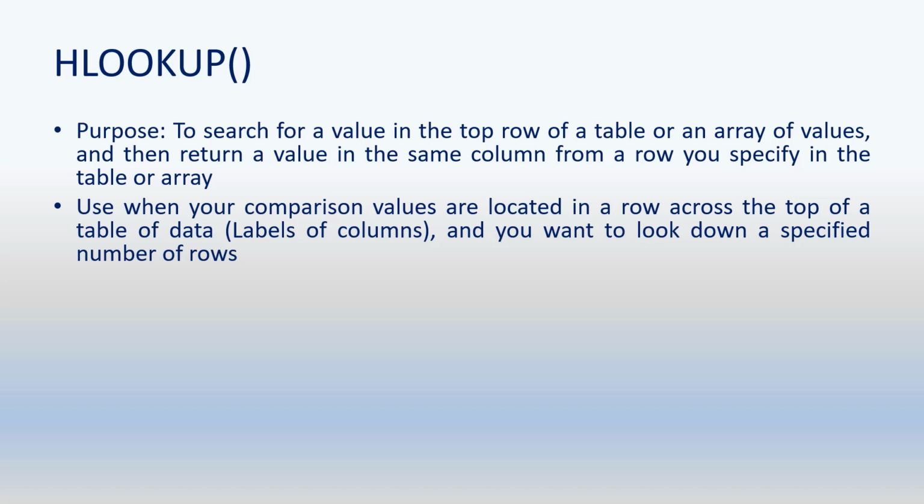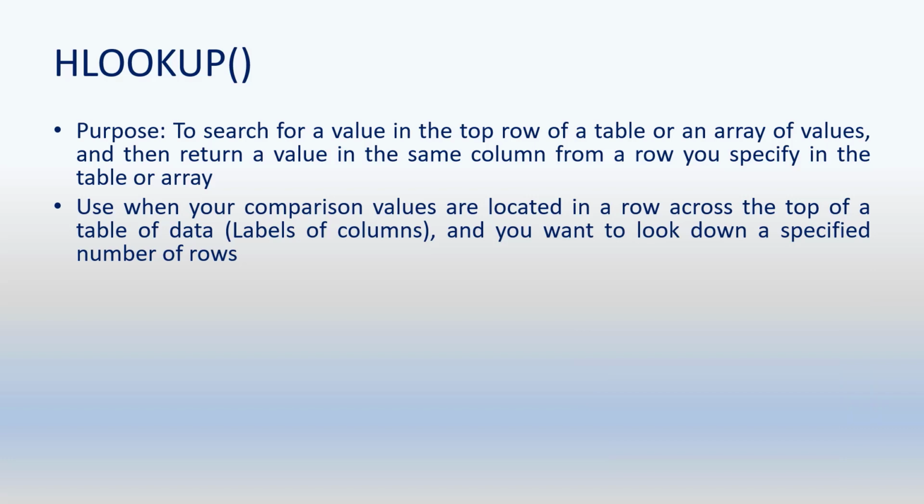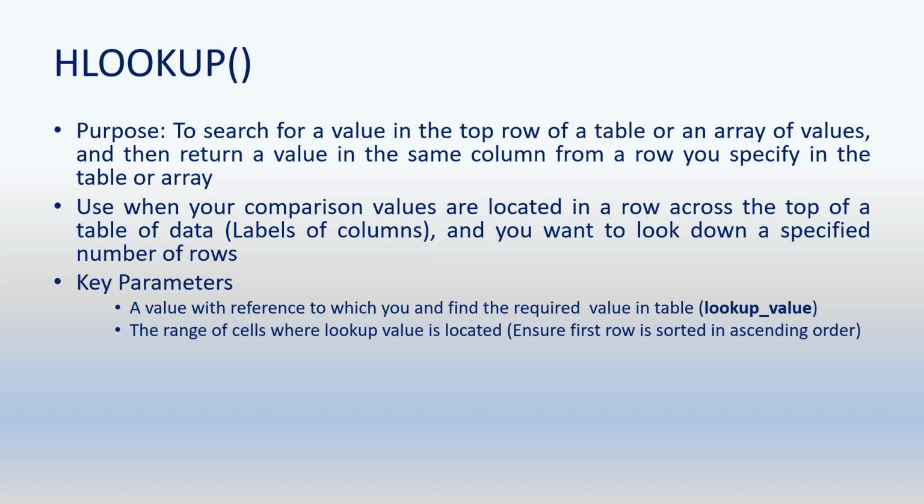For example, if you have metal and price columns, and if you want to know the price, most of the times the reference value will be the label of the table, that is price. You can put the heading of the column as the reference and ask for the result. Key parameters. The first value is the lookup value. That is the value with reference to which you will search for the result value. Second parameter is the range of cells where the lookup value is located. Ensure that the first row is sorted in ascending order. If the sorting doesn't happen in ascending order, the results will be inaccurate.